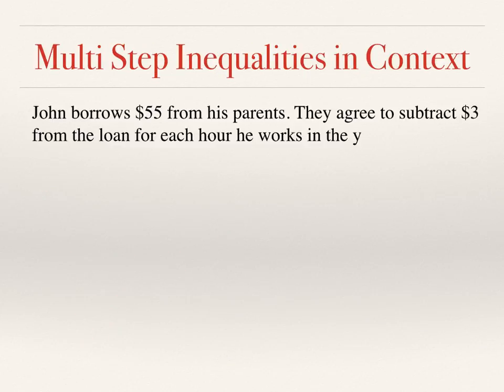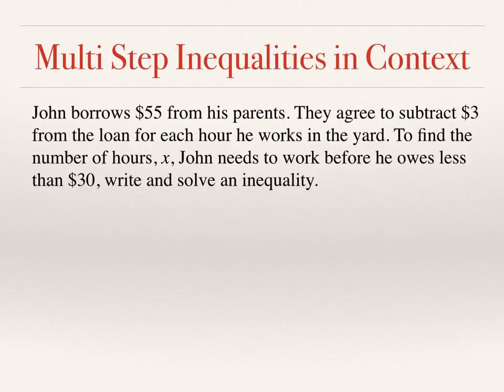Okay, next we have a word problem. John borrows $55 from his parents. They agree to subtract $3 from the loan for each hour he works in the yard. To find the number of hours x John needs to work before he owes less than $30, write and solve an inequality. So remember, he had borrowed the $55, so we're going to start with that. And for each hour he works, $3 per hour is subtracted from the 55, and we want this to be less than $30. So 55 minus 3x is less than 30.